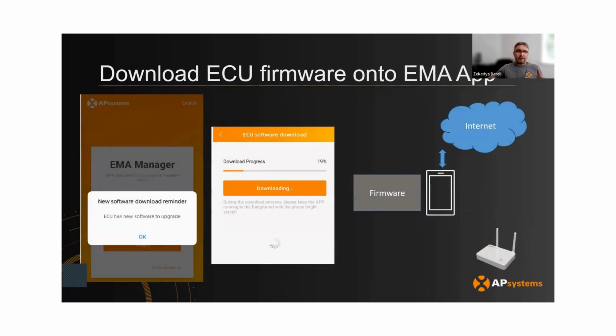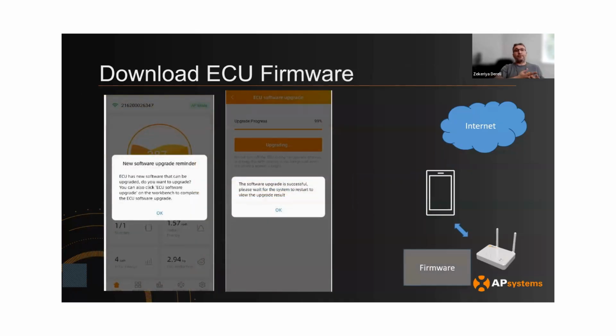About the upgrade, this is also a new release that allows you to download the firmware, also software, to your device, and then you can locally upload it to the ECU. Once you log into your EMA manager, it will prompt you to download the firmware. Let's say you got a new firmware and you download it to your phone. When you connect to the ECU locally using local access, it will say there's a new firmware. Do you want to upload it?